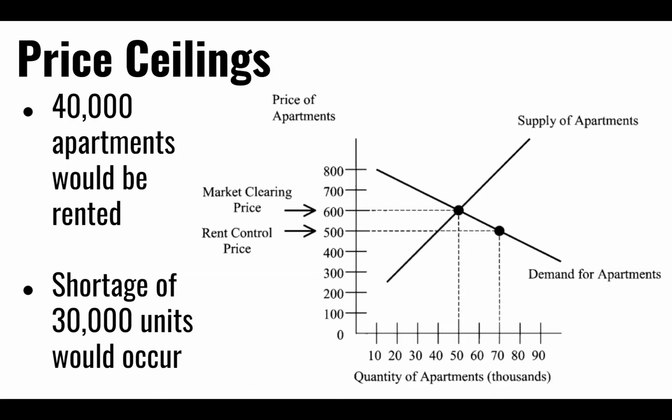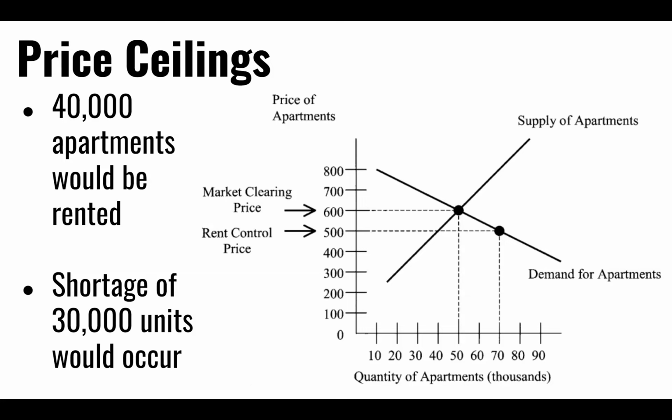We cannot rent apartments that don't exist. So we can't rent 70,000, we can only rent the 40,000 that exist. So the rent control has the impact of lowering the price for people who are able to get the good, but it does have negative consequences in that it reduces the number of goods available.